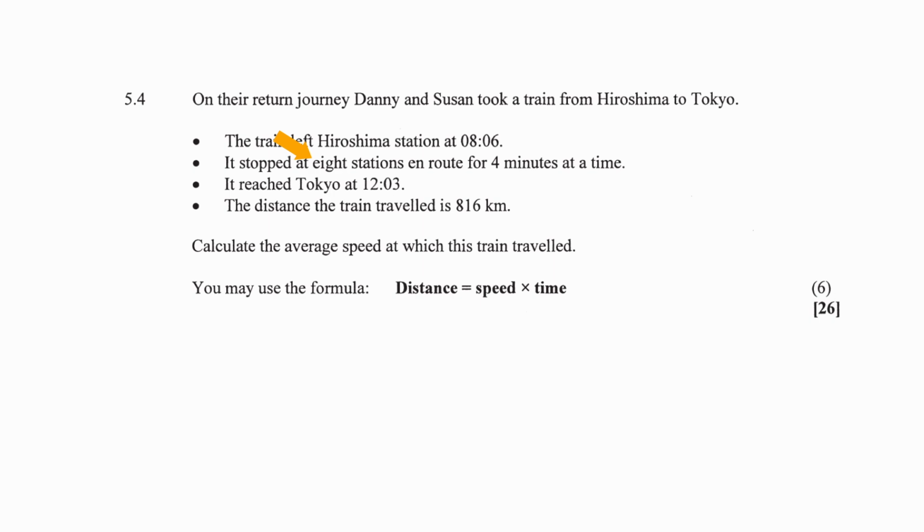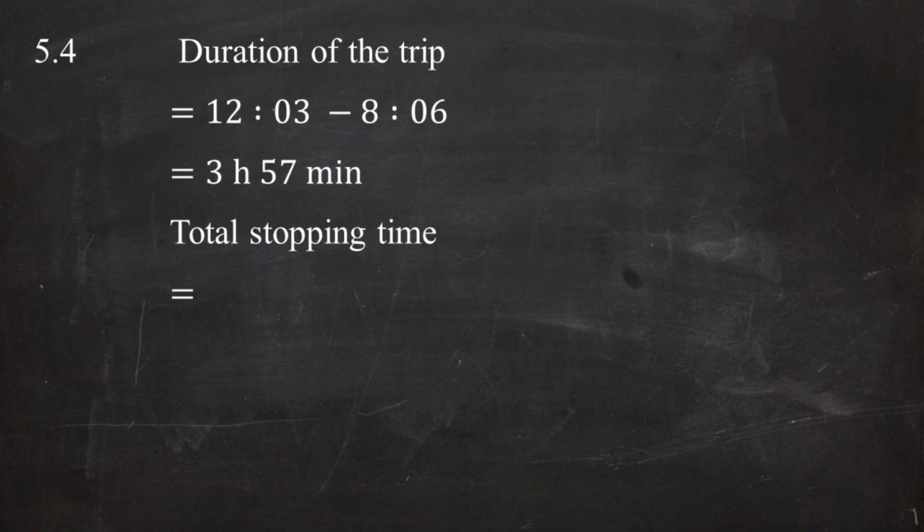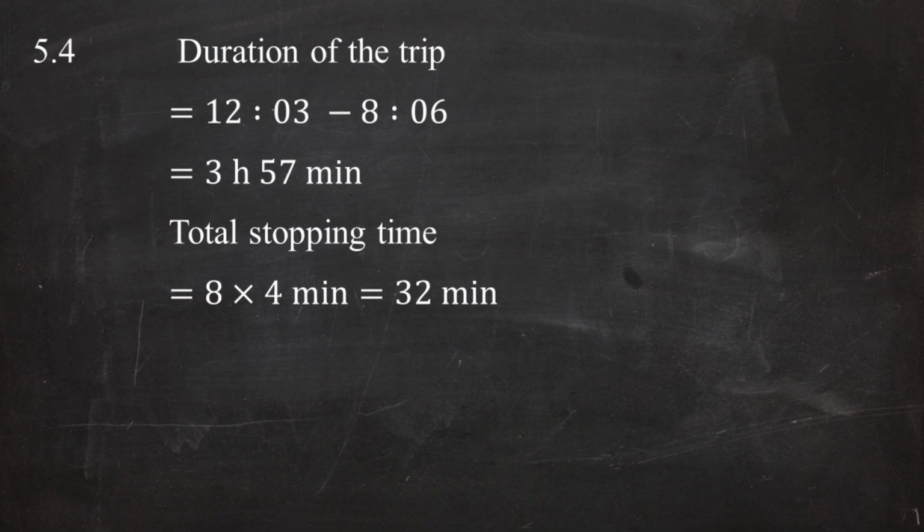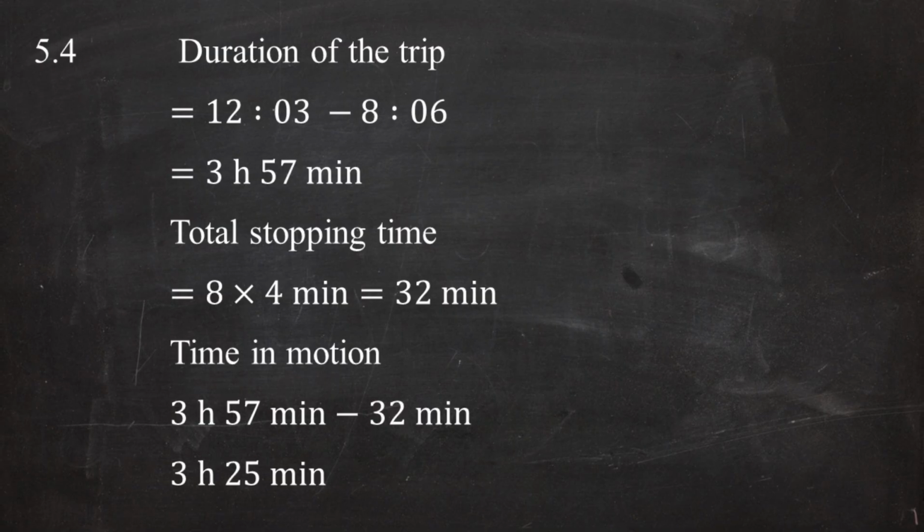So now we have to calculate the total time the train spent in motion. Since the train stopped 8 times for 4 minutes at each station, the total stopping time will be the product of the 8 stations multiplied by 4 minutes, which equals 32 minutes. Now the time that the train was in motion will be the difference between the total time of 3 hours and 57 minutes and the stoppage time of 32 minutes, and this equals 3 hours and 25 minutes.